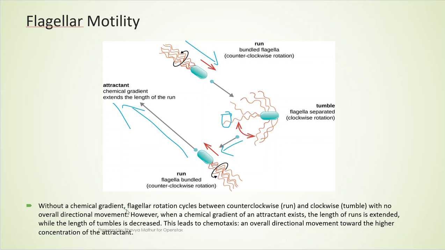Without the chemical gradient, which is something either noxious or something like food, these guys will cycle between the runs and the tumbles and have no real directional movement. It's almost like a random checking out of different spaces to see if there's anything there that they either want or something they need to avoid. Chemotaxis is the moving toward a chemical concentration, with a higher concentration being where they're moving.